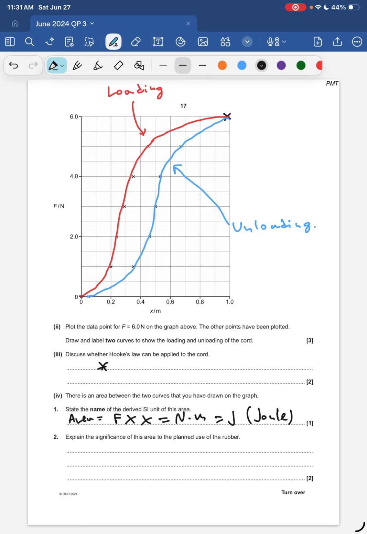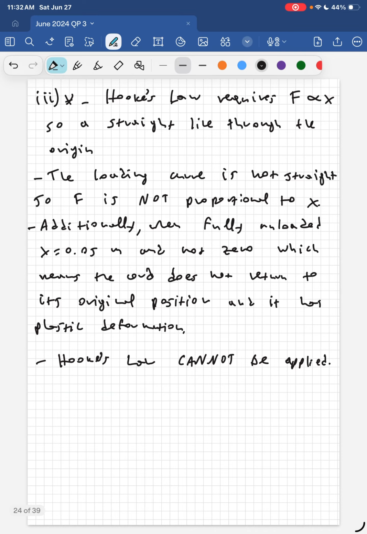Part 2, explain the significance of this area to the planned use of the rubber. I guess I mean the area between the two curves, because part 2 of question 4 is related to that. So I'm gonna use the extra space. So this is 4, oops, that's 6, not 4. So 4 and then 2. So, okay, let's answer it here.